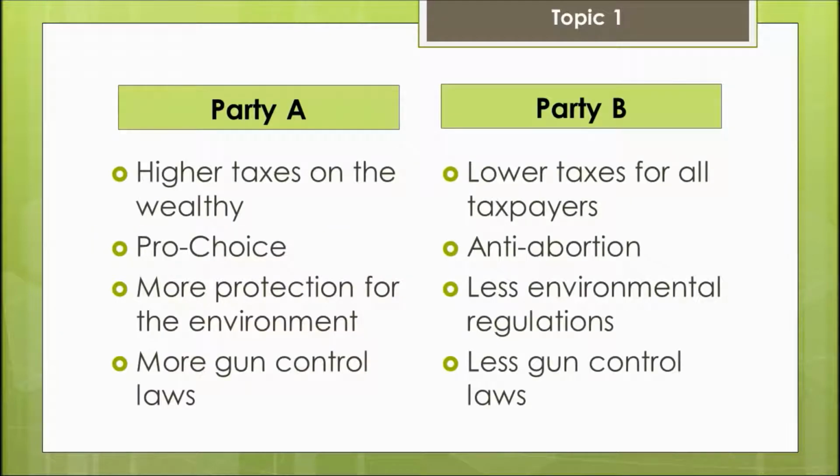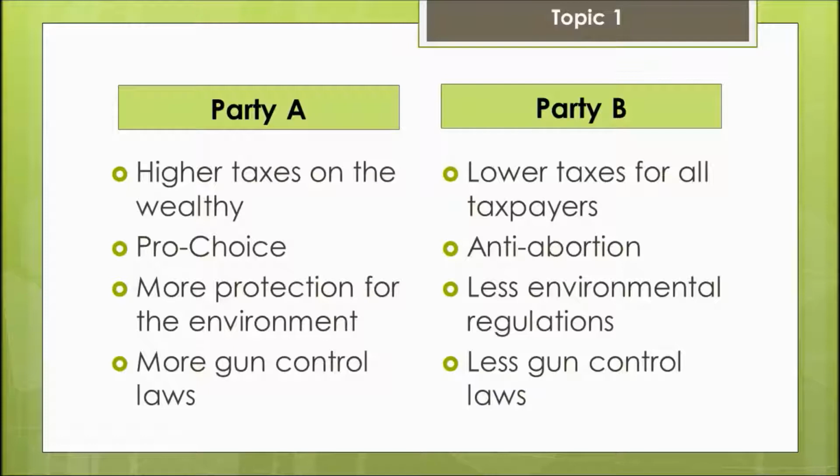How about Party A? Party A is a group of people who want higher taxes on wealthy Americans. They're also pro-choice, meaning they think women have a right to choose what happens with their bodies. This usually is in the conversation of abortion. Number 3, they want more protection for the environment, which means more regulation on businesses, that kind of thing. And finally, they want more gun control laws. In other words, they want to make it harder for people to get one, or maybe make guns safer.